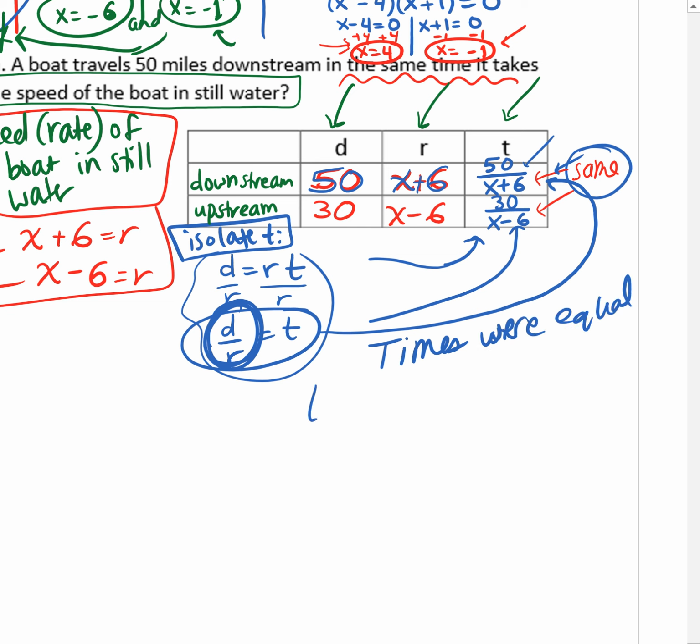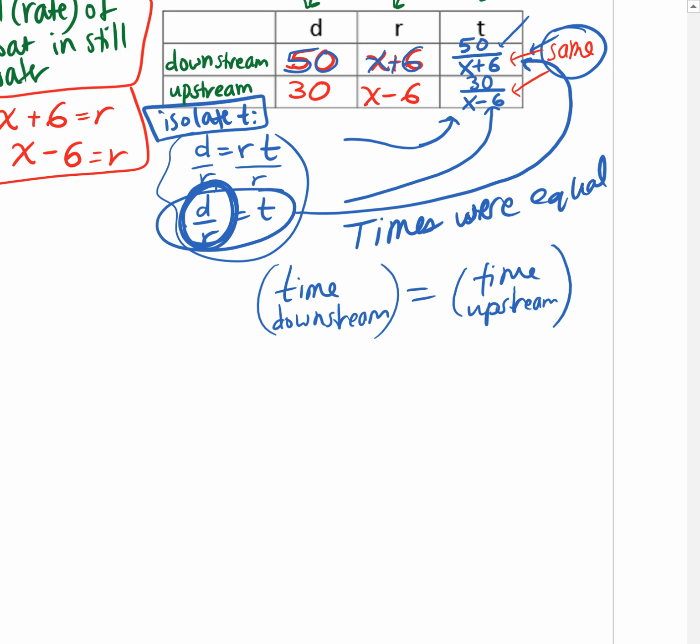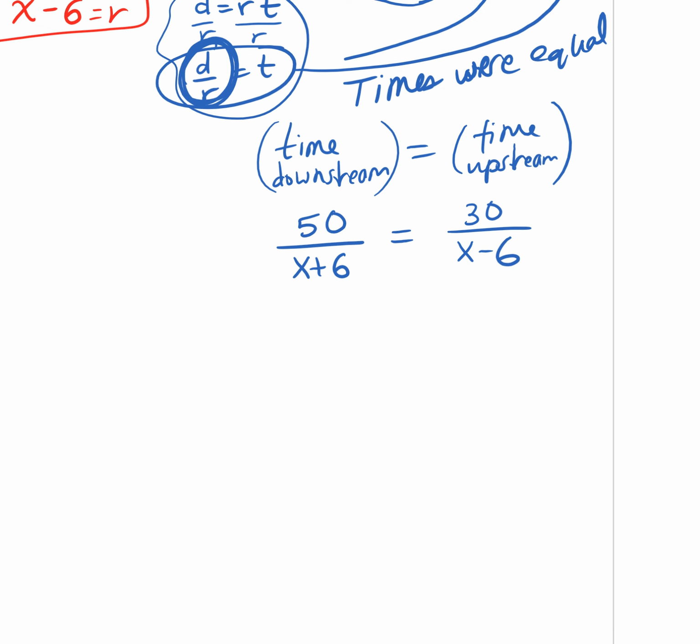So I'm going to say, this part you don't have to write out. This is kind of like me brainstorming. The time downstream should be equal to the time upstream. And we filled in the time downstream was that fraction, 50 over x plus 6. The time upstream, we just filled that in the table, 30 over x minus 6. So there's our equation. So let's try to solve this guy.